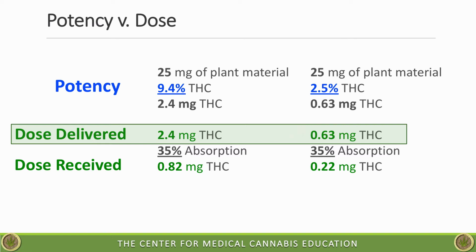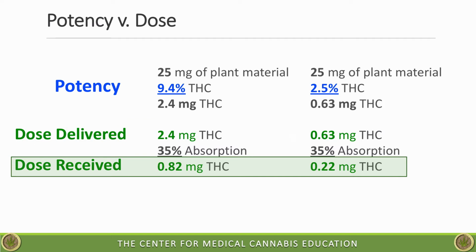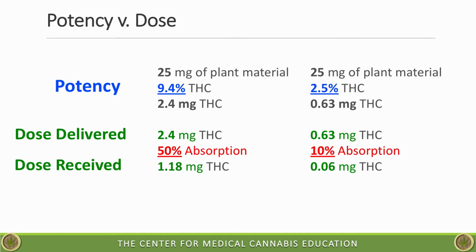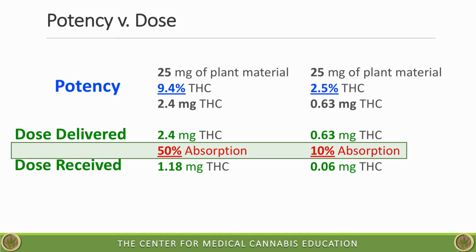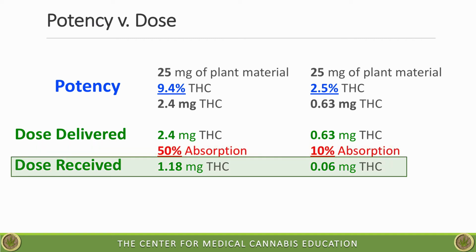If we assume a standard absorption, let's just say 35%, which would be between ingestion and inhalation, we can also see, therefore, that the dose that's actually received is different. If we change the method of administration and say the 9.4% potency was inhaled and the 2.5% potency was ingested, for example, we can see that the dose received is actually even more different than the dose delivered. So potency and method of administration are very important in trying to understand dose.